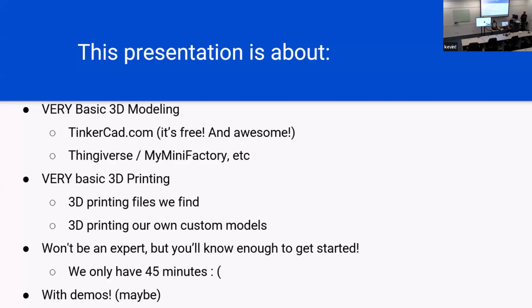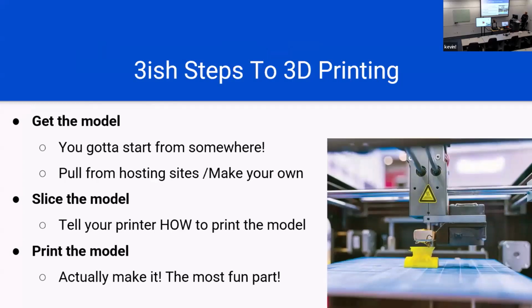Let's see here. Very basic 3D printing. Let's do this. So to get started, there are three-ish steps to 3D printing. One, you've got to get the model somehow. You've got to actually get that 3D model somehow and put it onto your computer so you can start the process of the next step, which is slicing the model.